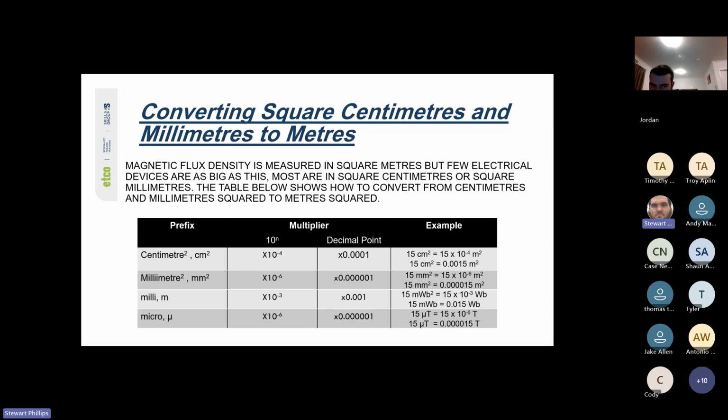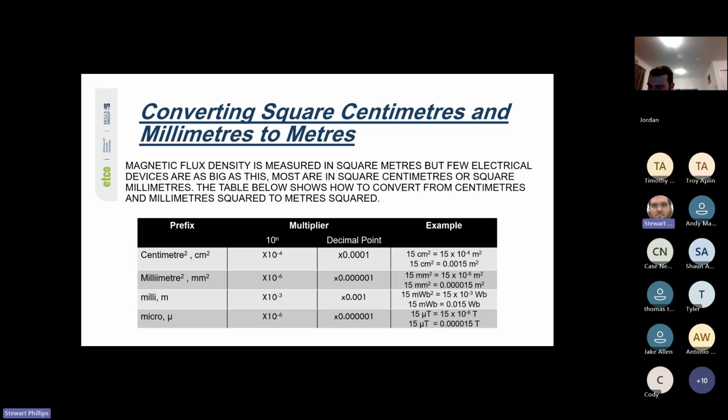So from square centimeters, it's times 10 to the minus 4. So we move the decimal place, it's times 0.0001. And the square millimeter is times 10 to the negative 6. So milli, or just m without the squared, is times 10 to the minus 3, and micro is times 10 to the minus 6. That's for Webers and Teslas.